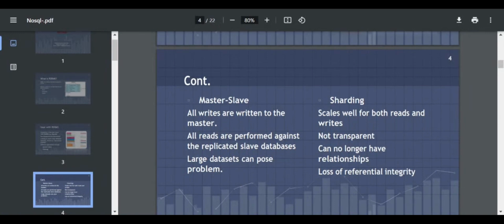In the master-slave architecture, all write operations, insert, update, and delete, are directed to a single master node, which is responsible for maintaining data consistency. Meanwhile, all read operations are performed against the replicated slave database. This setup allows for load balancing and improved read performance. However, it can pose challenges when dealing with large data sets.